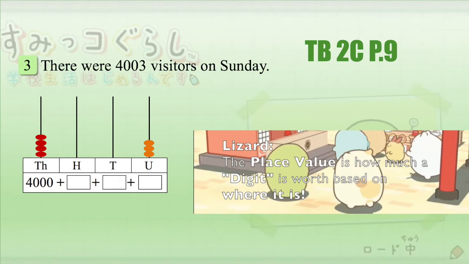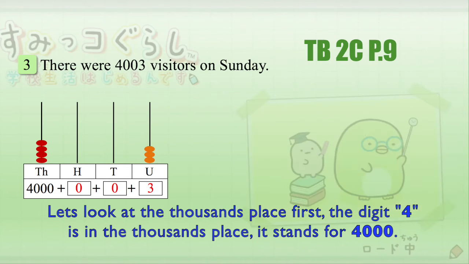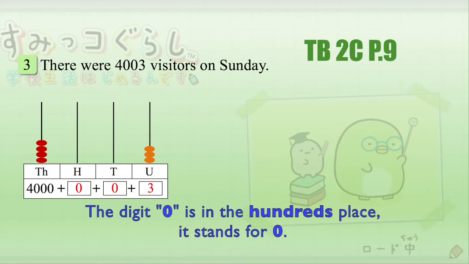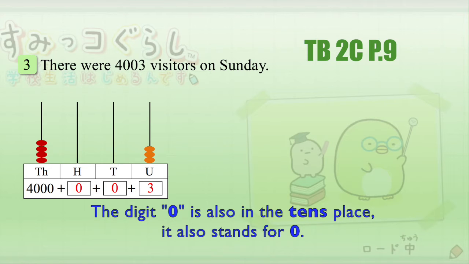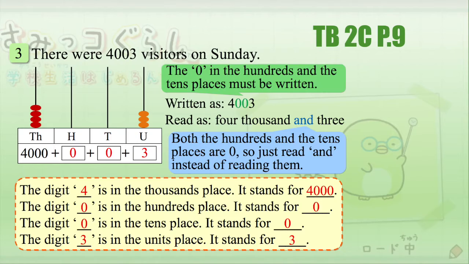Still remember the lizard has said the place value is how much a digit is worth based on where it is. Let's look at the thousands place first. The digit 4 is in the thousands place. It stands for 4000. Digit 0 is in the hundreds place. It stands for 0. And the digit 0 is also in the tens place. It also stands for 0. The digit 3 is in the units place. It stands for 3. Let's check the answer now. Did you put the corresponding numbers into the right place?